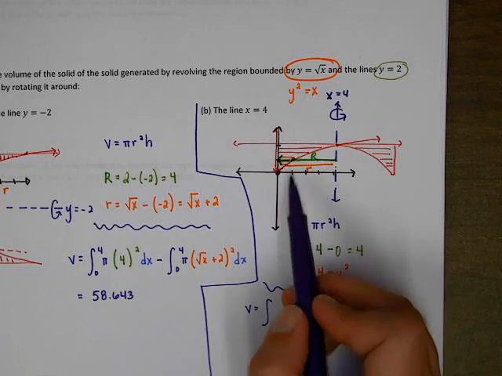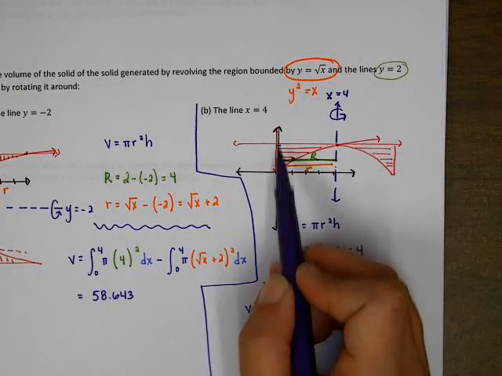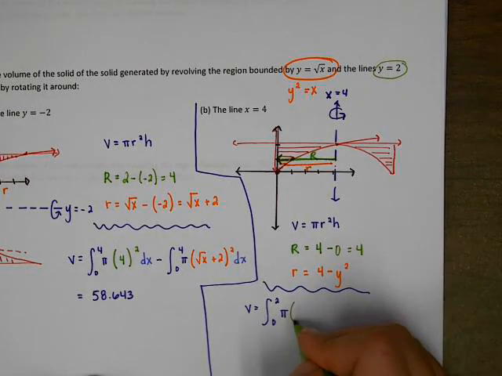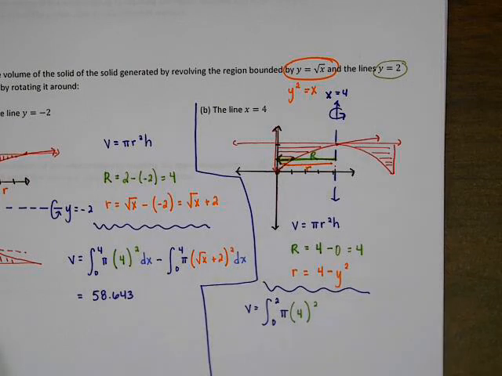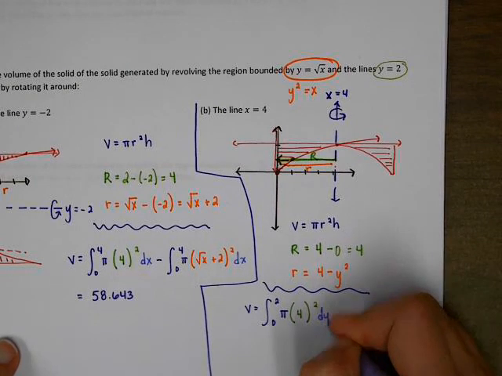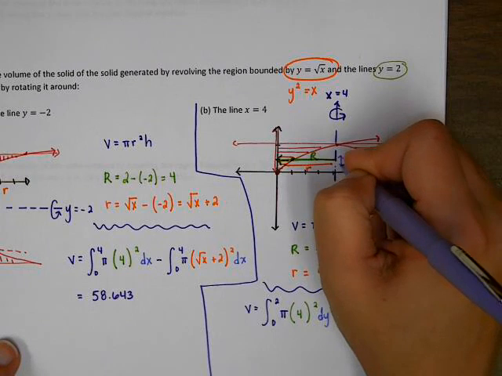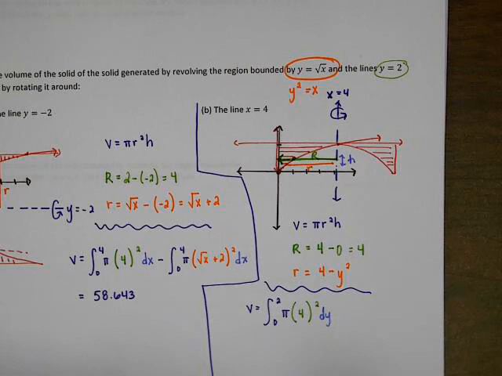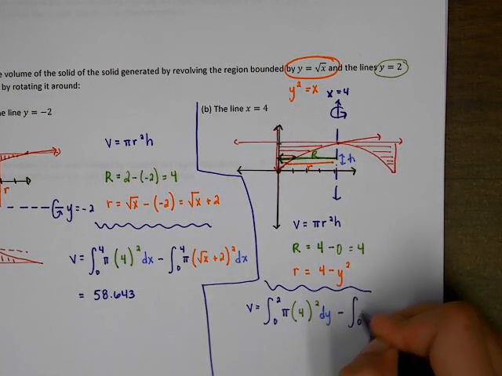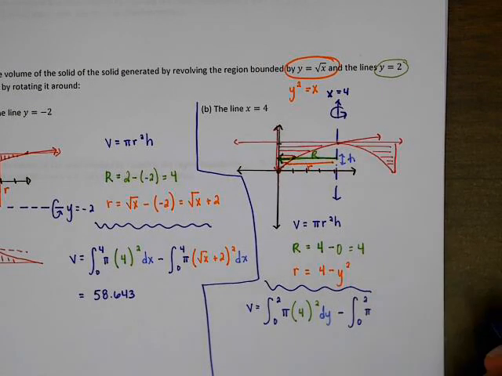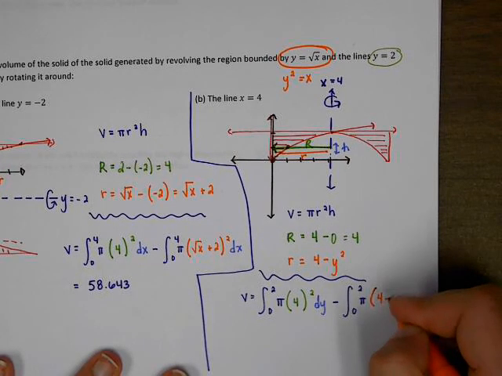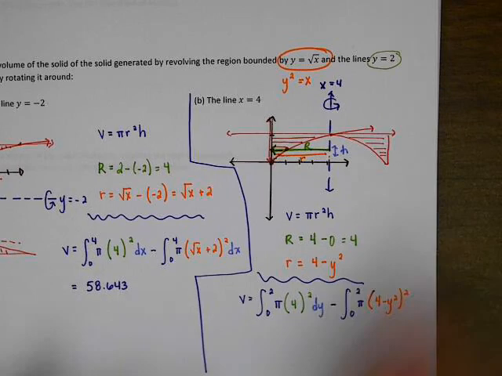So my integral for my y values is going to go from 0 to 2 of pi times my big R squared dy, because all of my cylinders are going to have a little tiny height in the y direction, minus the integral from 0 to 2 of pi times my little r squared dy.